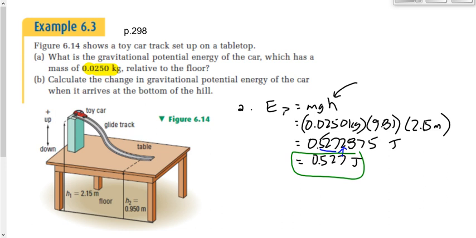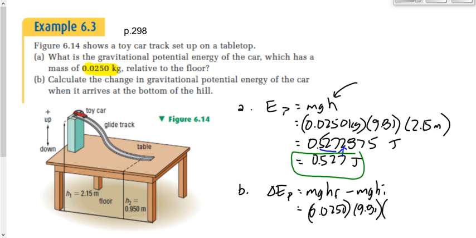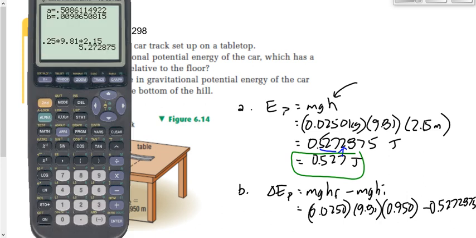Let's solve B now. It says, what's the change in gravitational potential energy of the car when it arrives at the bottom of the hill? Delta EP is equal to mgh final minus mgh initial. Mgh final is 0.0250 times 9.81 times, well, the final height is 0.950. What's the mgh initial? Save yourself some work. It's 0.5272875. We already calculated mgh initial, right? We don't need to calculate that again, as long as we kept the unrounded number up.